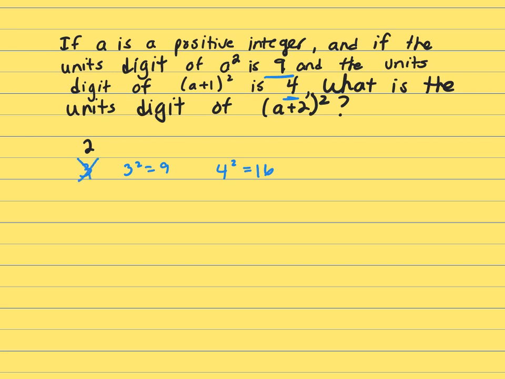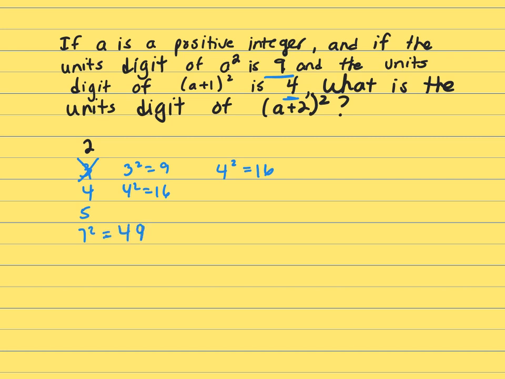So cross that out. 4 squared is 16, so that ends in a 6. We want it to be a 9. 5 squared, 25, that doesn't work. 6 squared ends in a 6. 7 squared ends in a 9, because 7 squared is 49.